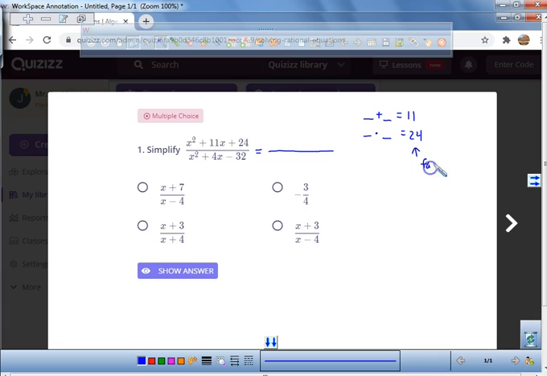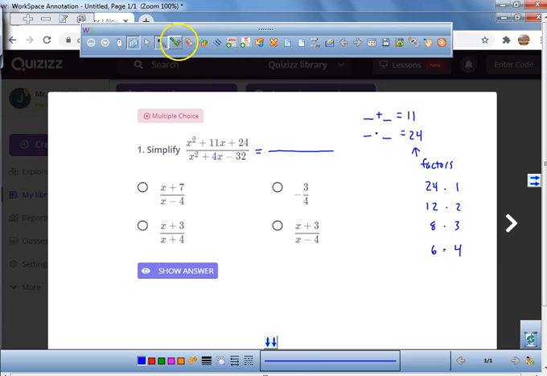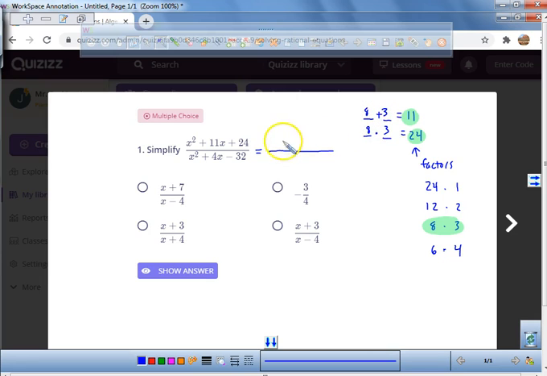So start with factors. For example, 24 times 1, or 12 times 2, or 8 times 3, or 6 times 4. Those are all the factors. Now only one set of these factors actually adds up to 11 and multiplies together to equal 24, and that's the 8 and the 3. So that's why this is going to factor to x plus 8 and x plus 3.